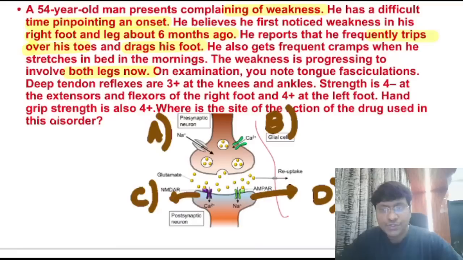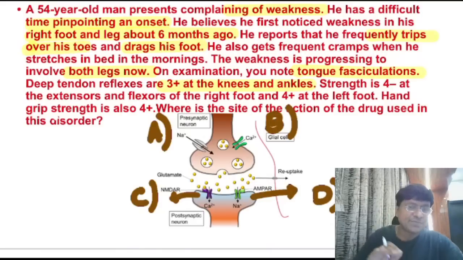On examination, you note tongue fasciculations. Deep tendon reflexes are 3 plus at the knees and ankles. Strength is 4 minus at extensors and flexors of the right foot and 4 plus at the left foot. Hand grip strength is also 4 plus. What is the site of action of the drug used in this disorder?